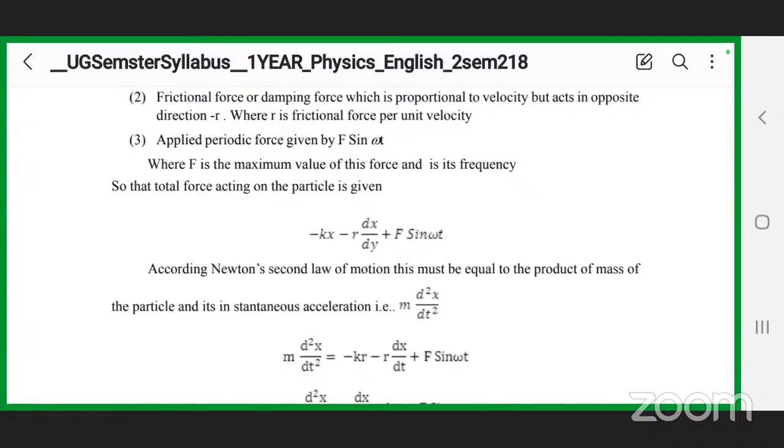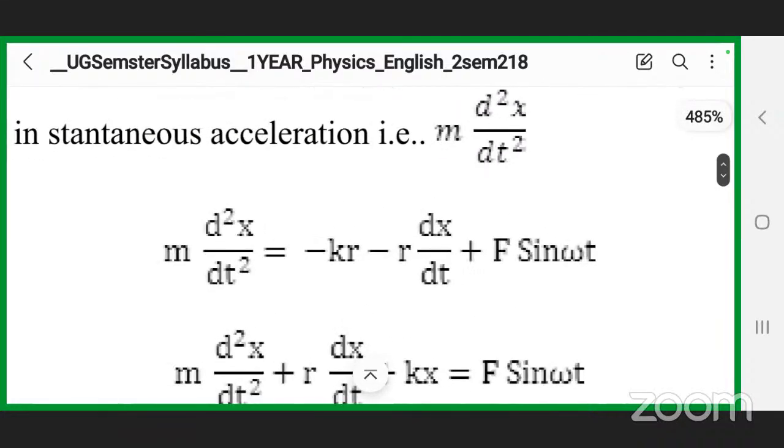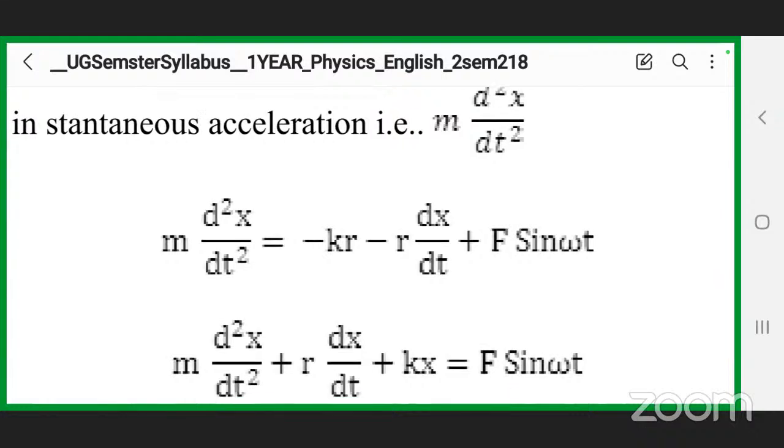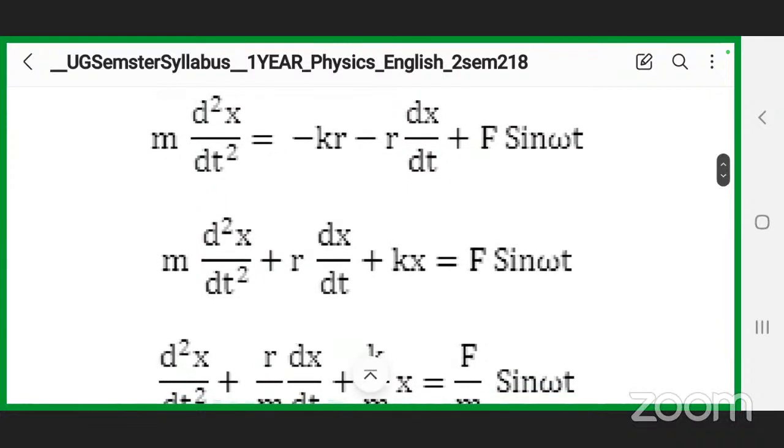We know pretty well Newton's second law, F equals ma. Equating, m into d square x by dt square equals minus kx, and here also there is a print mistake, this is not kr. Is it clear? You can correct it as minus kx minus r into dx by dt plus F sine omega t. Taking the negative terms to the left hand side, m into d square x by dt square plus r dx by dt plus kx equals F sine omega t.